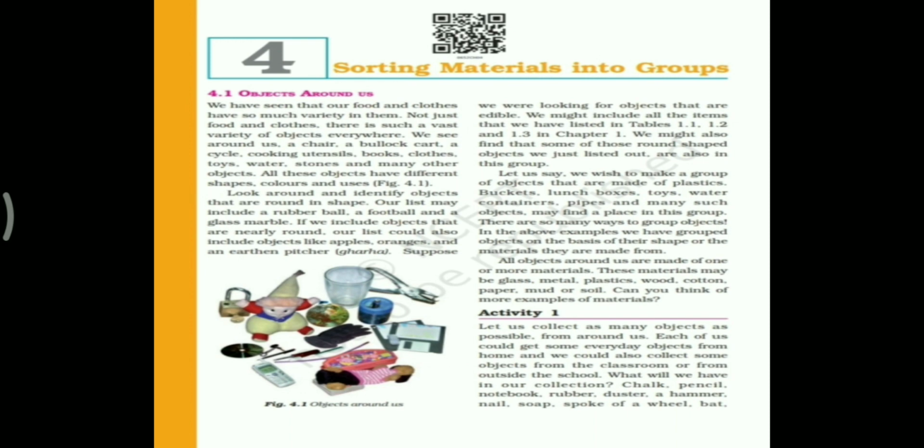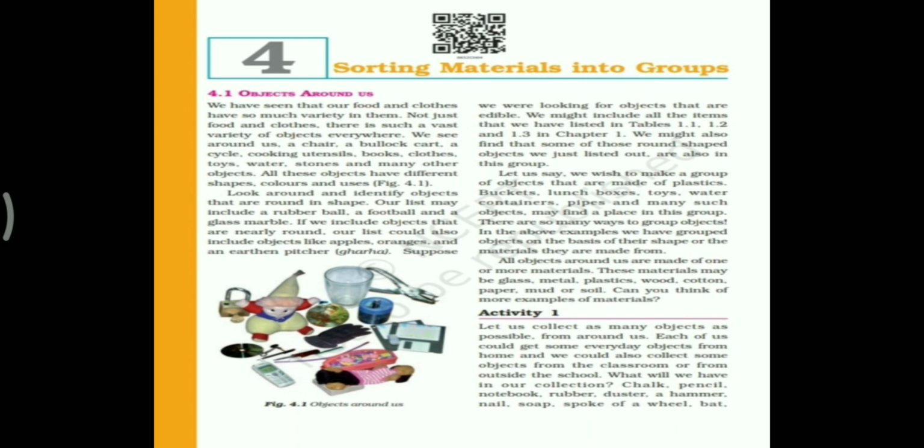So all these objects are of different shape, color, and different size. When we look around us, we see that different types of objects are there, and we can classify them and group them according to their shape and size. So in this chapter, we are going to talk about the different types of objects according to their appearance, their shape, size and color. We group them.